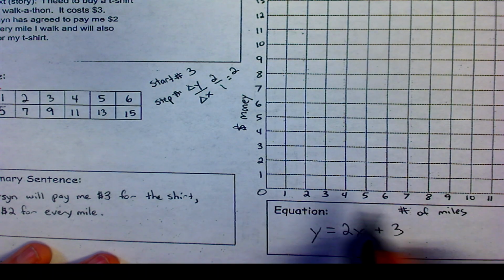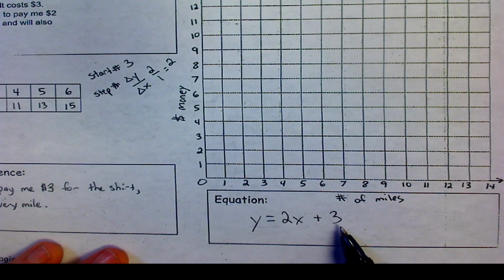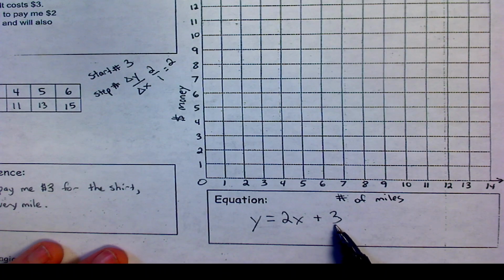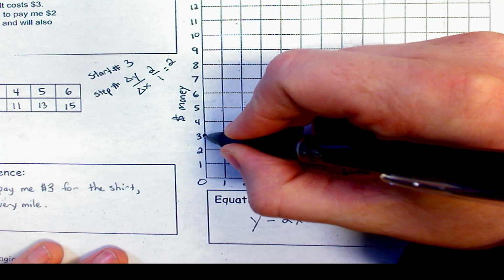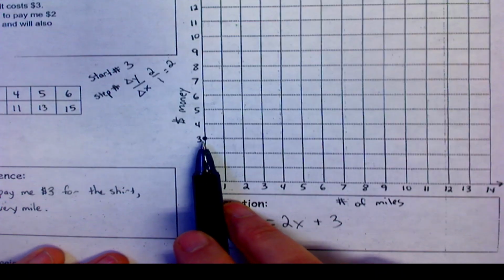So these are our miles, and this will be the money that we make. All right, here we go. Our start number is 3. You can see it's right there. You can also see it's right here. So that just means please put a dot on the y-axis, not the x-axis, the y-axis.